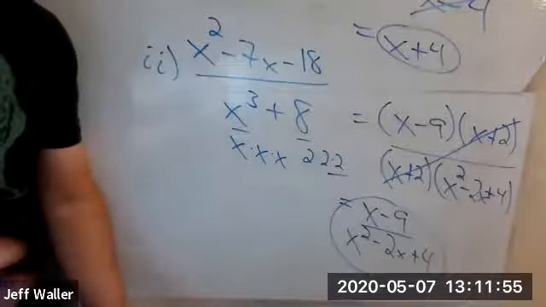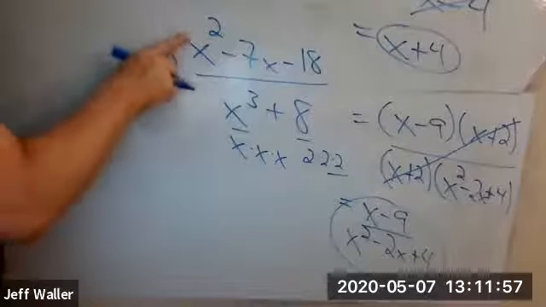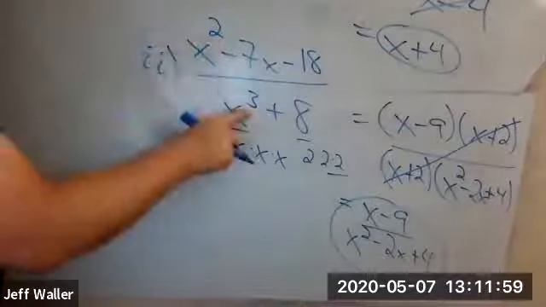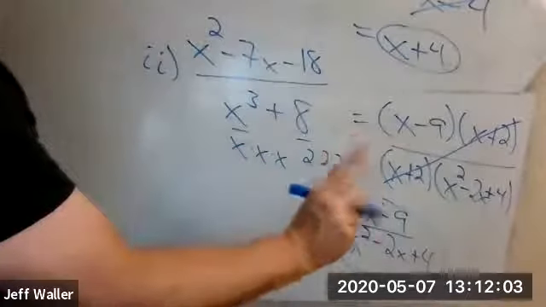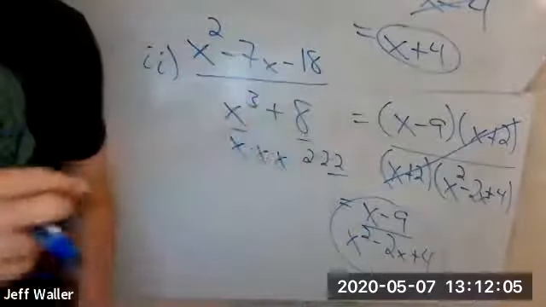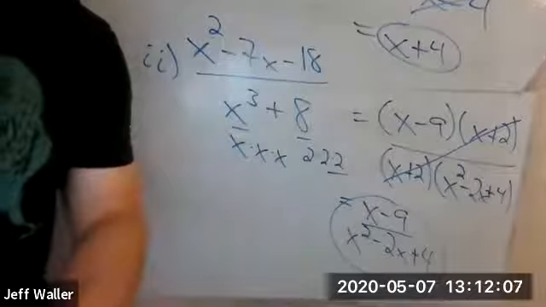And real quick, this is very interesting. Do you see how the top here is the second power and the bottom is the third power? And I reduced it, and now the top is a first power and the bottom is the second power. I don't know if that's interesting to anybody. It might be just me.